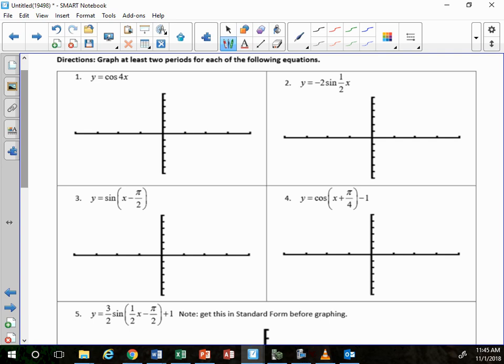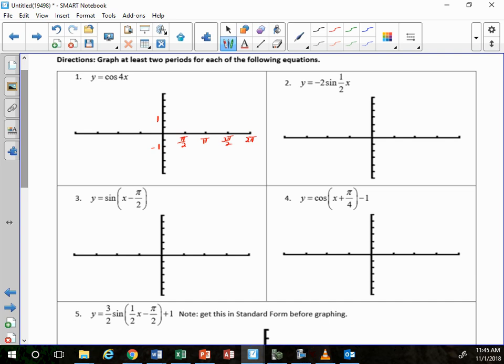All right, on the y-axis I'm going to use each tick mark as a half because it's kind of small. So I'm going to make 1 and -1. The normal labels that we had with our parent graph were pi over 2, pi, 3 pi over 2, and 2 pi. We're going to change those because we have a b value this time.